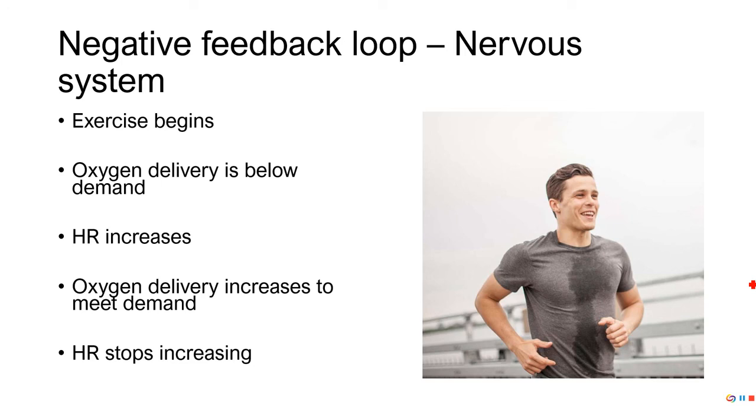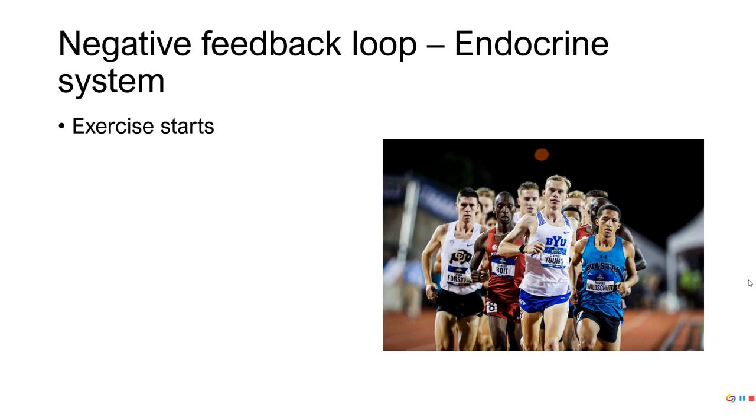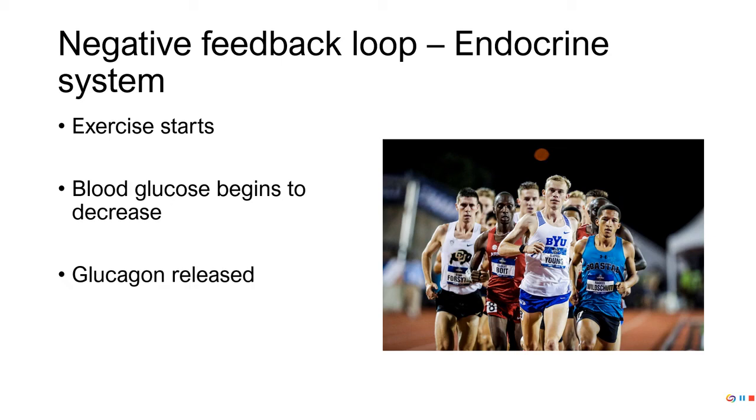Now, another example with the endocrine system, again, exercise starts. Maybe my blood glucose starts to decrease because I'm using all of this glucose in my muscles so I can go run a 10K at the NCAA championships like these individuals are doing here. As a result, my pancreas will release glucagon, and glucagon causes glycogen to be broken down from the liver, which will increase blood glucose. That will continue until my blood glucose levels are back to normal.